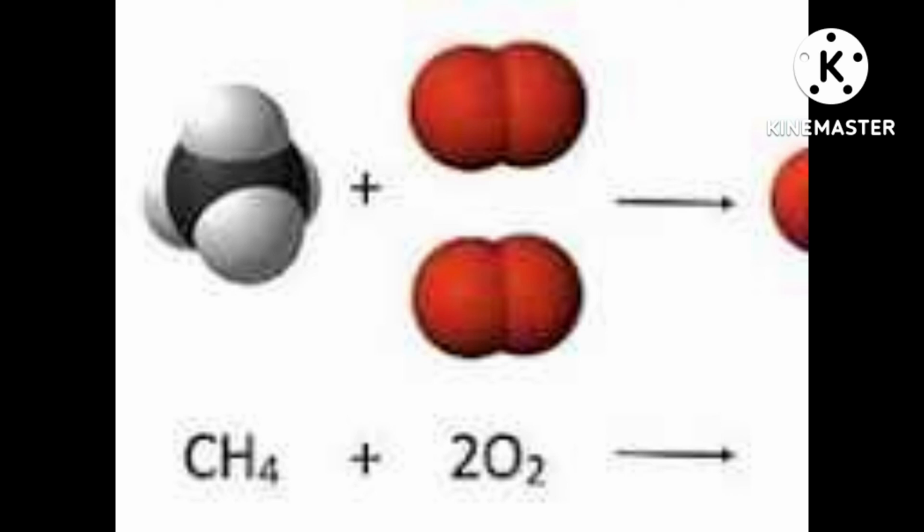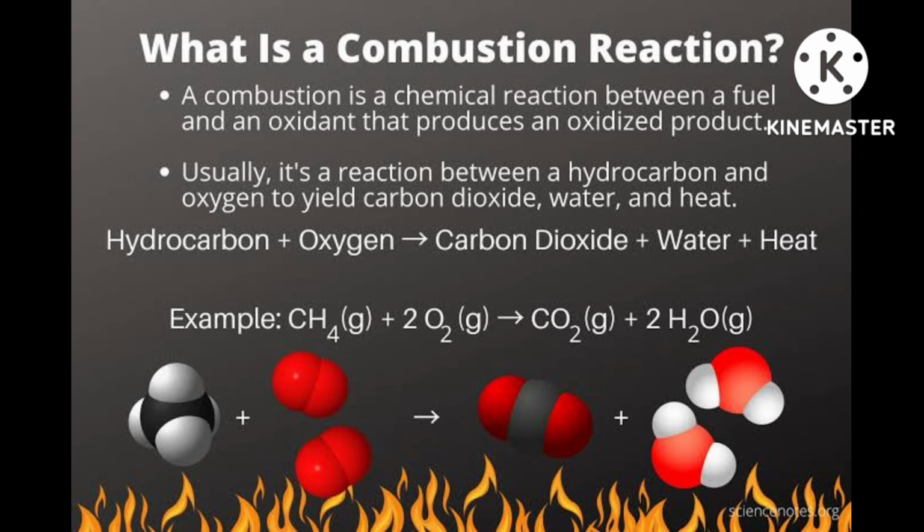In the same way, suppose the question is asked: how much oxygen will be required to get 44 gram of carbon dioxide? Again from the same balanced equation, 2 O2 is required to give 1 CO2, which means 44 gram. 2 O2 means 2 times 32, which is 64 gram. So 64 gram oxygen is required for 44 gram carbon dioxide.